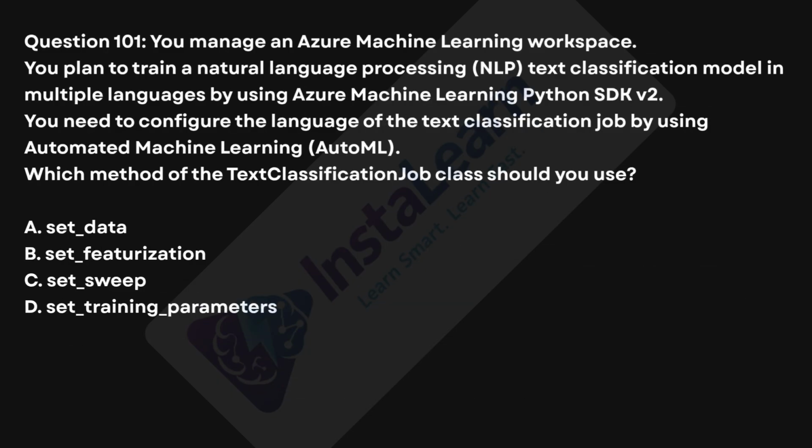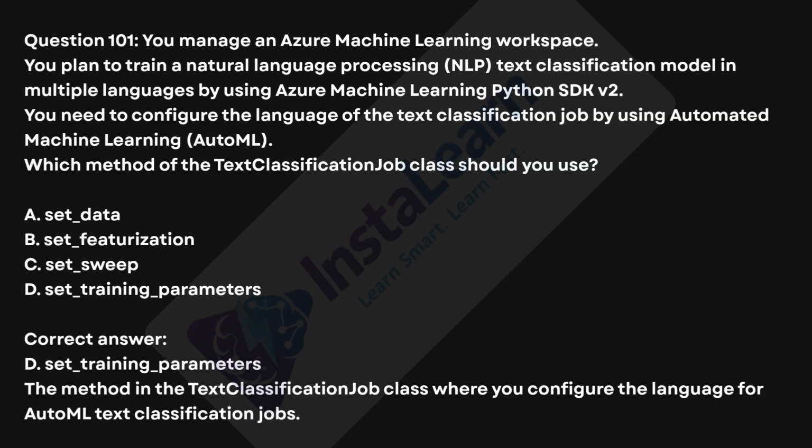Question 101. You manage an Azure Machine Learning workspace. You plan to train a natural language processing (NLP) text classification model in multiple languages by using Azure Machine Learning Python SDK v2. You need to configure the language of the text classification job by using automated machine learning (AutoML). Which method of the text classification job class should you use? A. Set_data. B. Set_featurization. C. Set_sweep. D. Set_training_parameters. The correct answer is D.